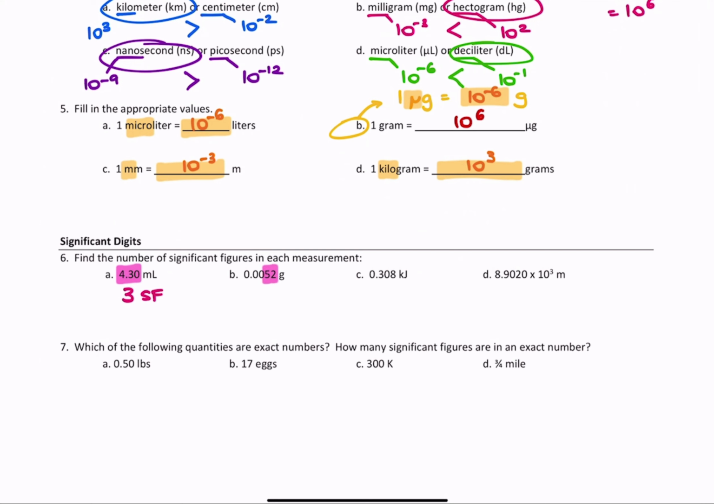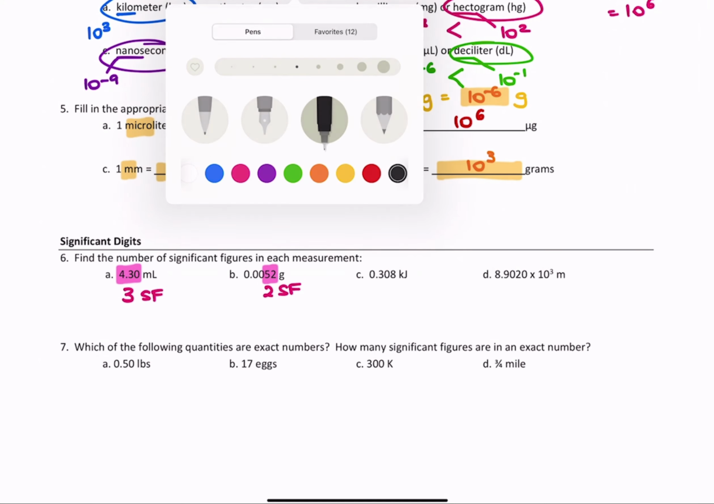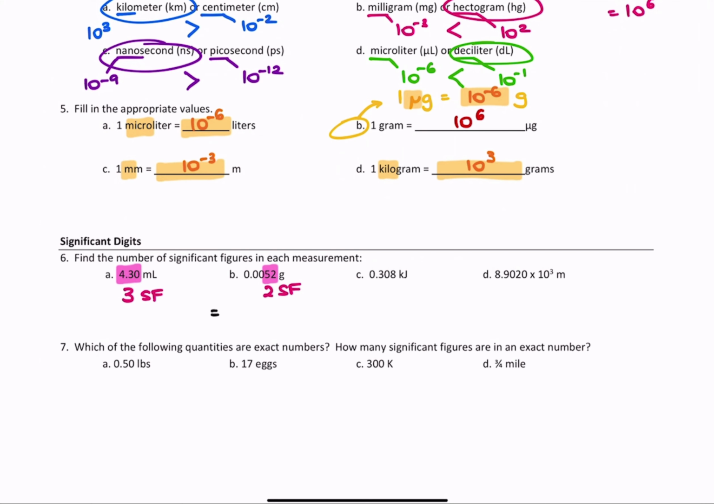Remember that the leading zeros do not count as sig figs. They're only here to give you a size for the number. So here I have 2 sig figs. An easier way to remember this is when you convert this number into scientific notation, then you will see that your coefficient has exactly the same number of sig figs. Okay?